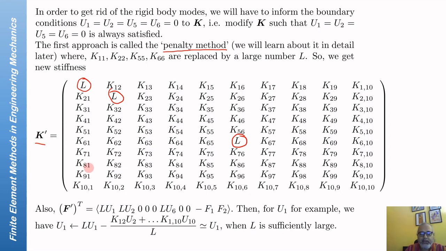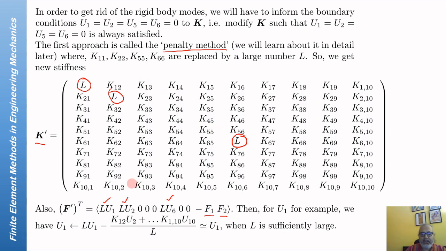Similarly, we modify the right hand side force vector. Force vector had all zeros, and then it had minus F1 and plus F2 in the 9th and 10th entries. We keep that as it is, except at 1, 2, and 6 we replace it by LU1, LU2, and LU6. What it does is easy to see.